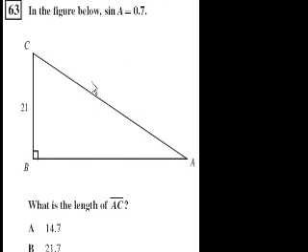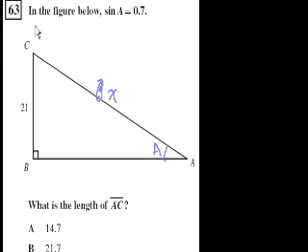This is to get you warmed up for the trig. In the figure below, sine of A is equal to 0.7. So let's call this angle A. The sine of that is equal to 0.7. They ask, what is the length of AC? So we want to know that. Let's call that x.